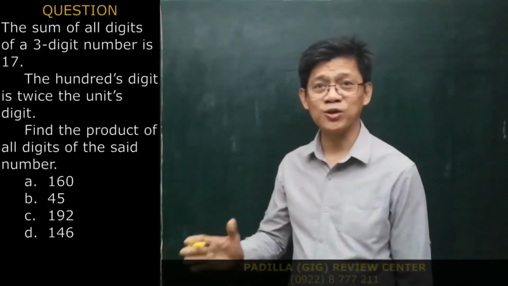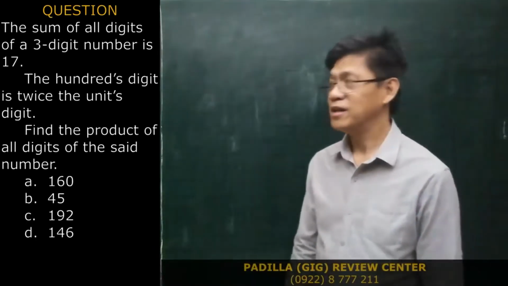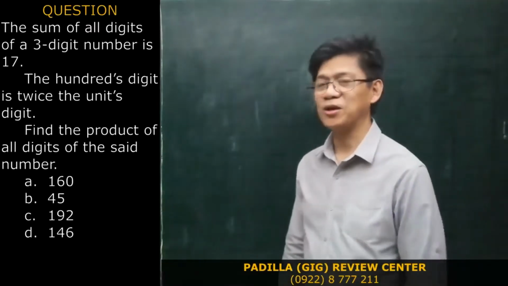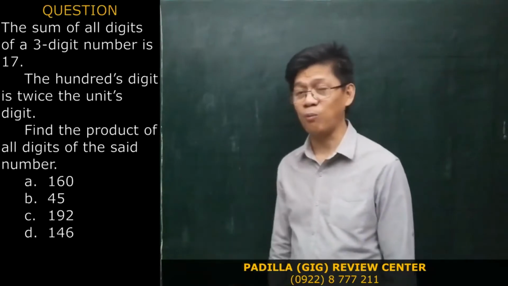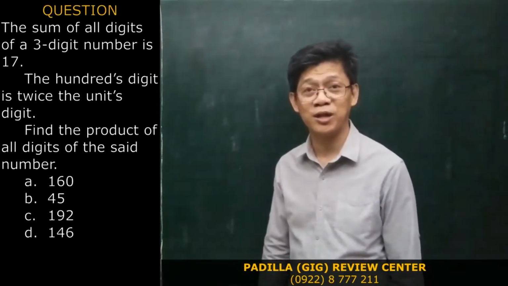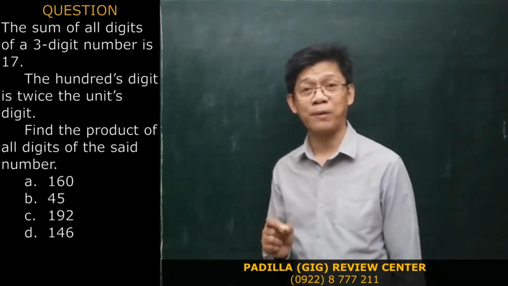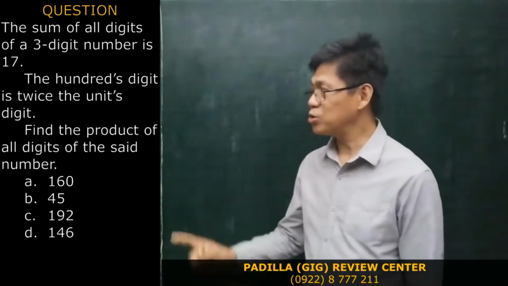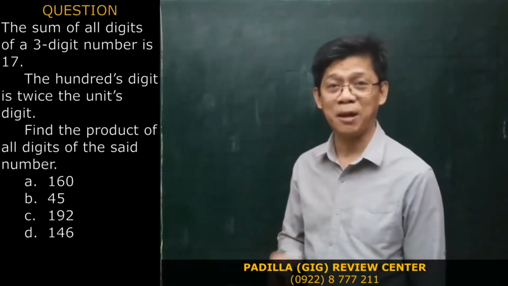What if the question is not find the number? The question here is find the product of all digits of the said number. So the choices 160, 45, 192, and 14 are not candidate values for the number. They are candidate values for the product of the digits of the number. So the key to solving this problem is first, solve the number.